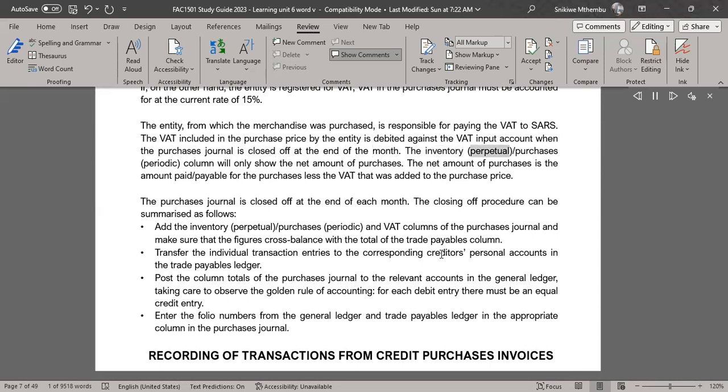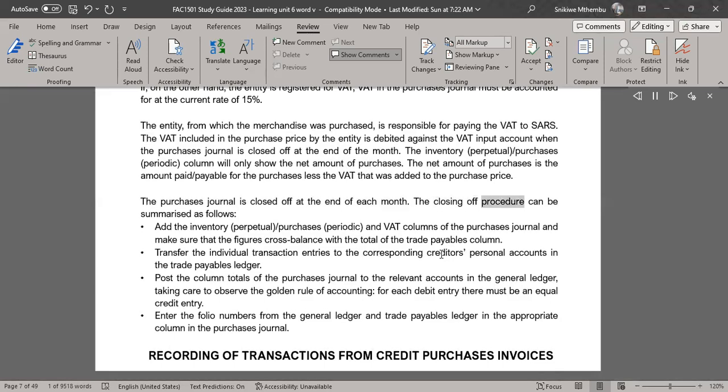The inventory perpetual/purchases periodic column will only show the net amount of purchases. The net amount of purchases is the amount paid/payable for the purchases less the VAT that was added to the purchase price. The purchases journal is closed off at the end of each month.